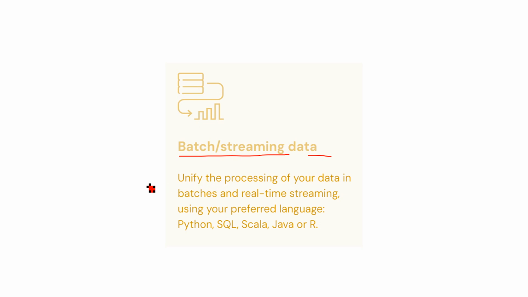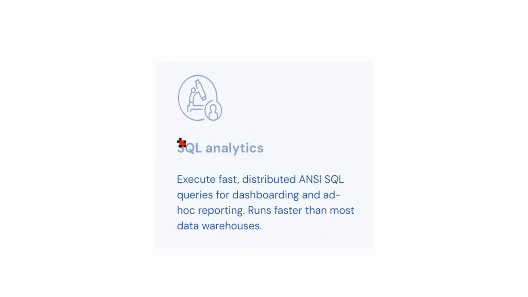So, unified processing of your data in batches or real-time streaming using your preferred language. Apache Spark supports Python, SQL, Scala, Java, or R. The next feature is SQL analytics, with the help of which execution happens faster. It is distributed ANSI SQL for dashboarding and ad hoc reporting, running faster than most data warehouse tools.